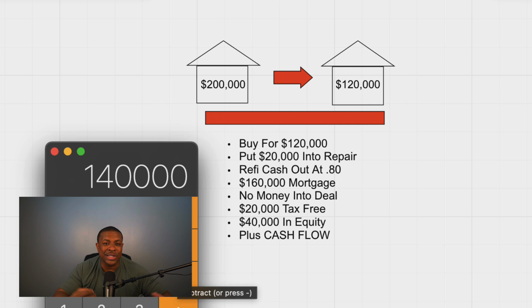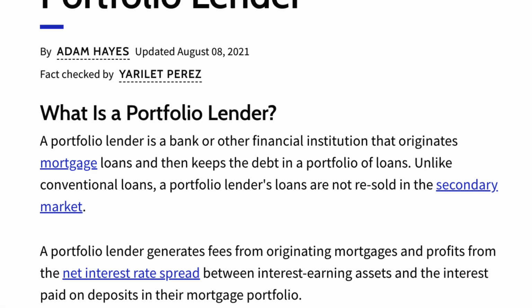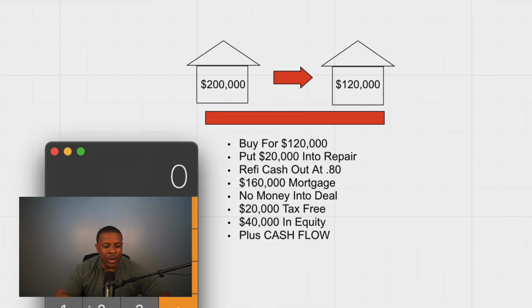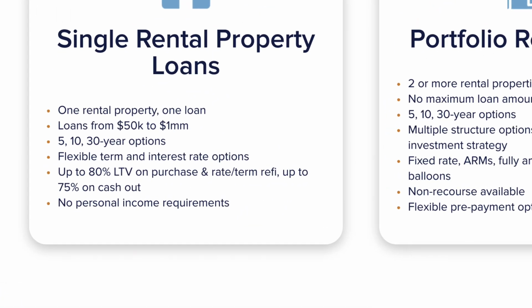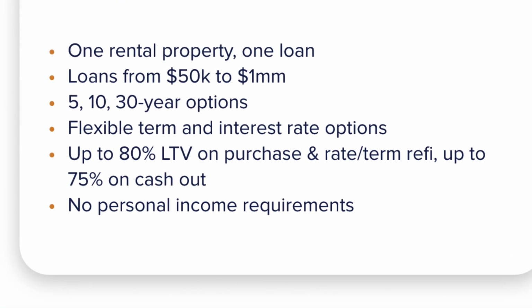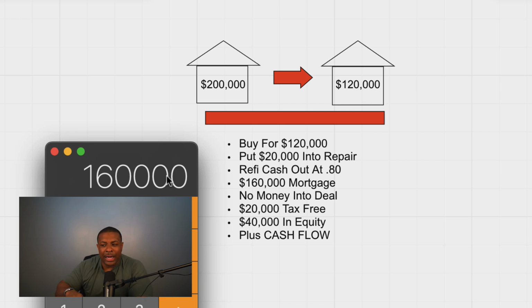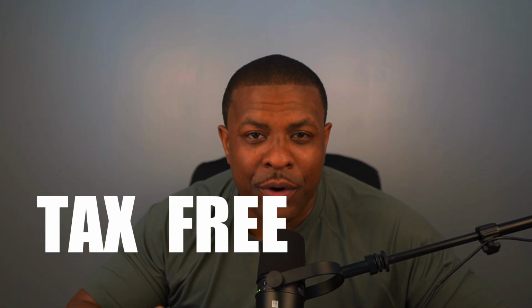Now, here's how you pull the tax-free dollars out. You can go to any portfolio lender or commercial lender in your local area, and they'll give you a loan based off of the $200,000. They'll give you up to 80% on that money. So that's $160,000. Now think about it. You have $140,000 tied into the property. When you refinance this property, you're able to pull out $160,000. Guess what? The difference between the $140,000 and the $160,000, which is $20,000, is tax-free money.